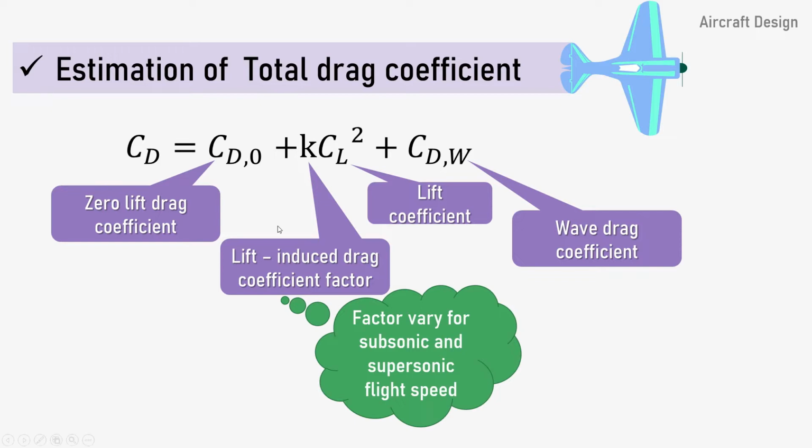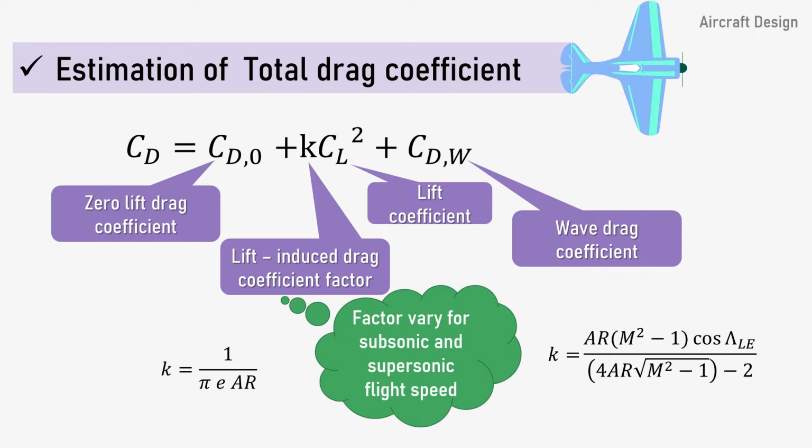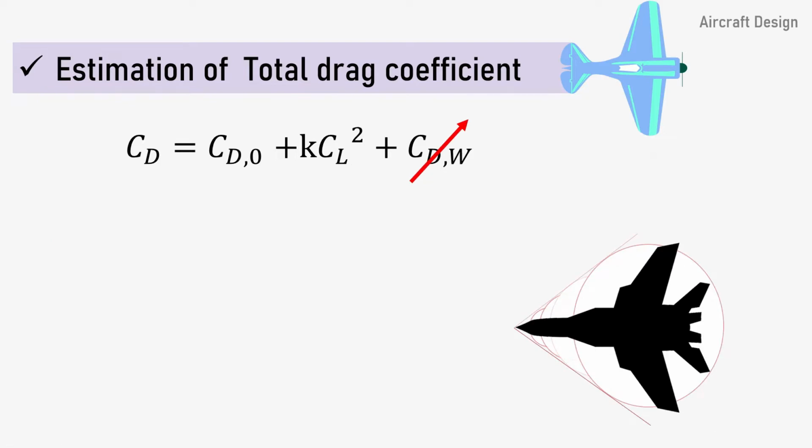Now this K, the lift induced drag factor, varies with the type of flight regime. For subsonic flight, K is equal to 1 by pi e AR, whereas in the case of supersonic, K equals AR times the square root of M squared minus 1 times cos of the sweep angle, divided by 4 times AR times the square root of M squared minus 1, minus 2. One more parameter to consider for supersonic and subsonic: in subsonic there is no formation of wave drag, so we will ignore it when designing a subsonic aircraft.